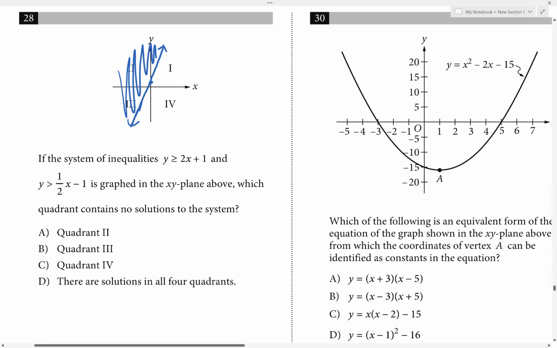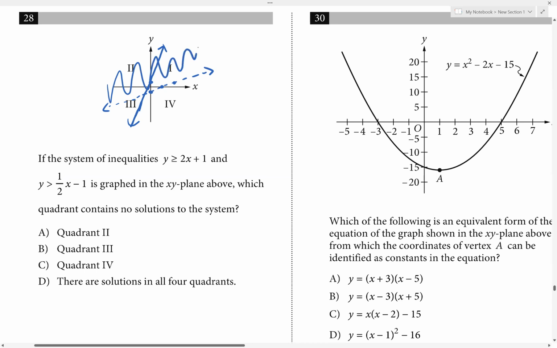So if we check the second one, y is greater than 1 half x minus 1. This one has a negative 1 for the y-intercept, and the slope is 1/2. So we go up 1 over 2 to the right, up 1 over 2, up 1 over 2. Let me just erase this for now. This one is just greater than, so technically it will be a dotted line, because it's not equal to. So let's draw that. And this is greater than, so I have to shade above. Over here, everything will be shaded.